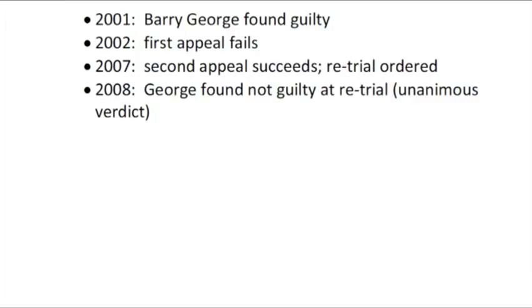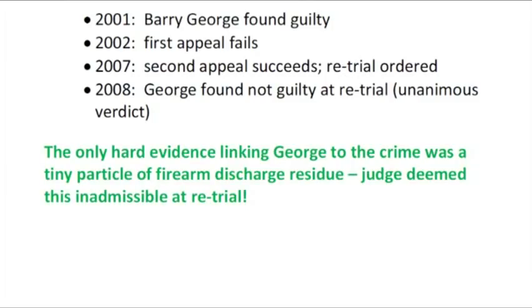So again, this is weak profile evidence. Nevertheless, Barry George was found guilty. He failed the first appeal in 2002, but in 2007, a second appeal succeeded, a retrial was ordered, and he was found not guilty by unanimous verdict. The only hard evidence at the original trial linking George to the crime was a tiny particle of firearm discharge residue. This was considered to be so weak at the retrial that the judge deemed it inadmissible. So there's really very little to link George to the crime at all.